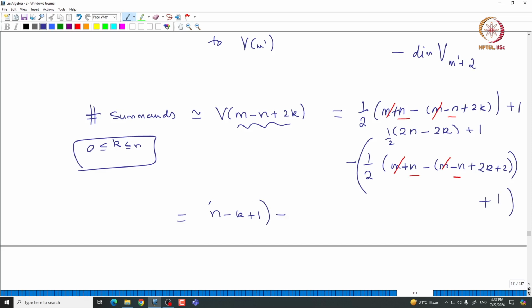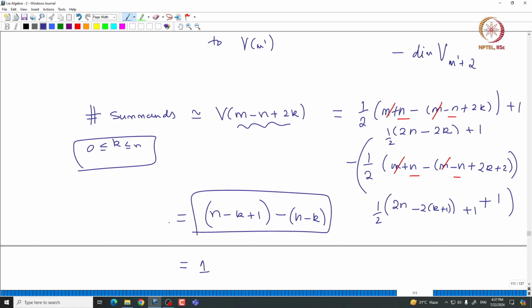Here minus, so you get 2n plus twice k plus 1 plus 1, okay, sorry, it should be minus here, 1 by 2. So, it gives you exactly n minus k, because this one and that one will get cancelled. So, that means this exactly gives you 1, okay, this difference is just 1. So, the number of summands which are isomorphic to V of m minus n plus 2k is exactly 1, okay.